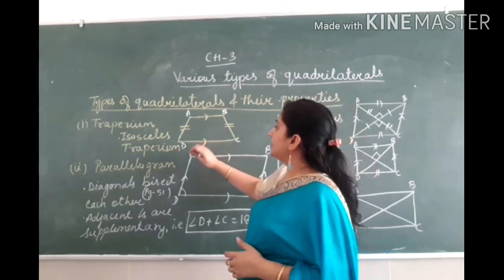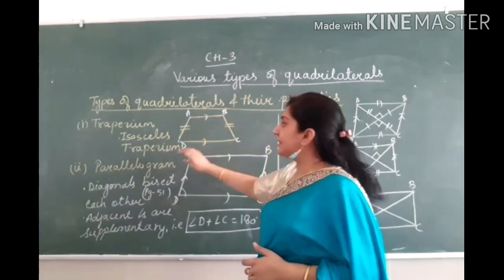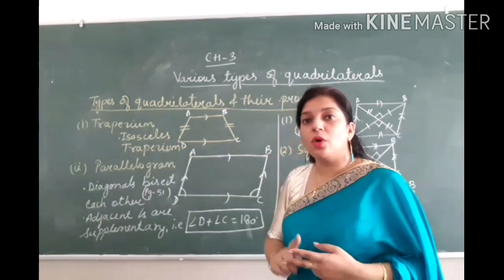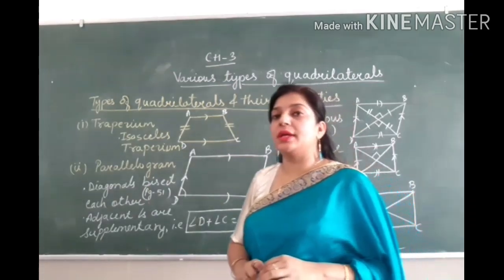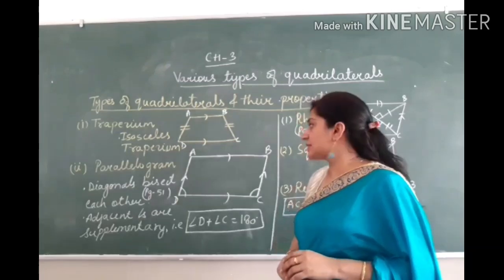Now, if AD and CB, they are equal, then this is known as isosceles trapezium. If the pair of non-parallel sides is equal in a trapezium, then it is known as isosceles trapezium. I hope this much is clear.